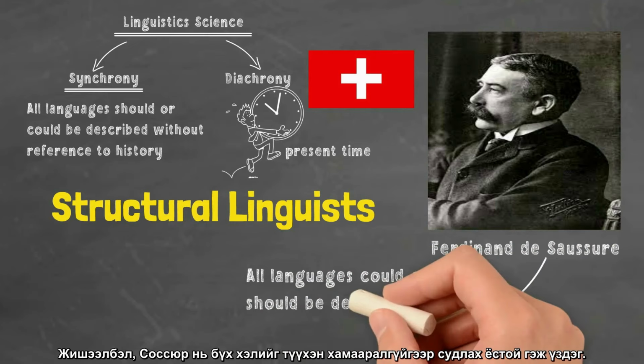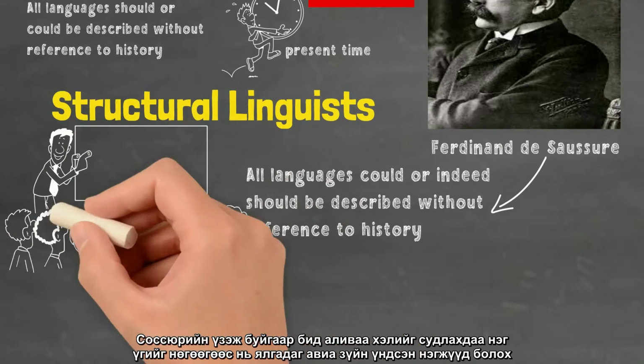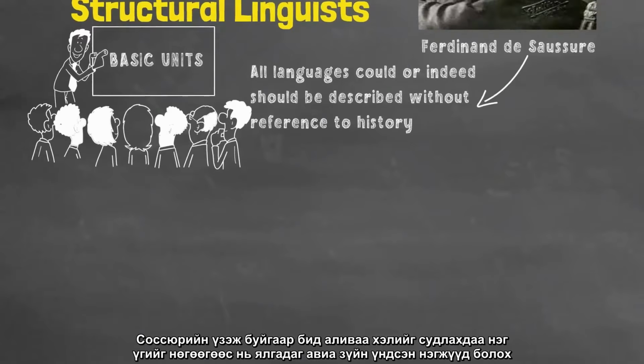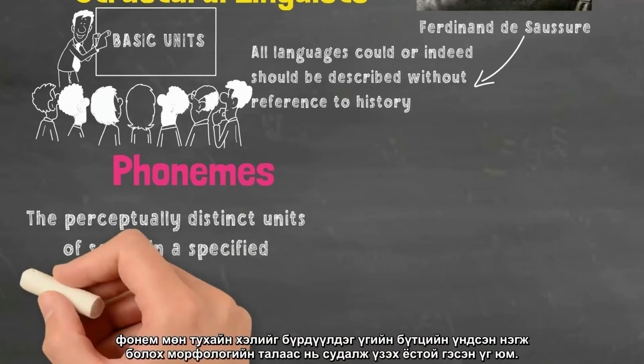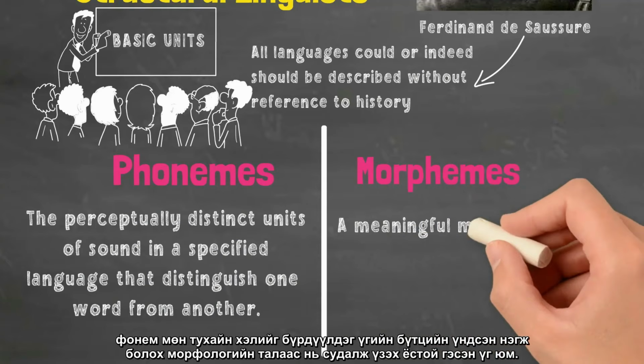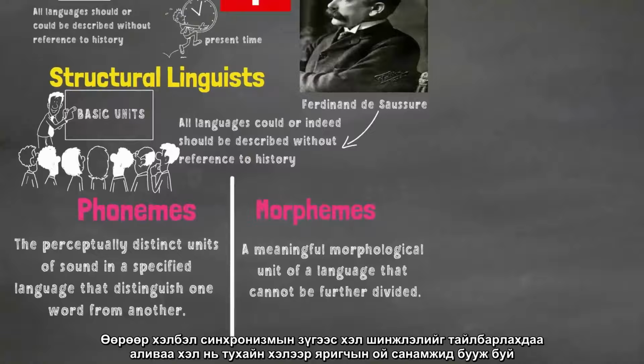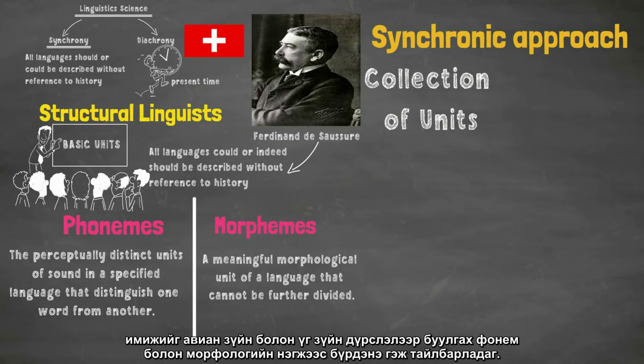According to Saussure, when we describe the language synchronically, we describe what are the basic units that make up the particular language, for example, phonemes, which are the perceptually distinct units of sound in a specified language that distinguish one word from another. Morphemes, which are meaningful morphological units of a language that cannot be further divided. So according to the synchronic approach, language is made up of a collection of units such as phonemes and morphemes to express meanings of the mental image in a speaker's head.